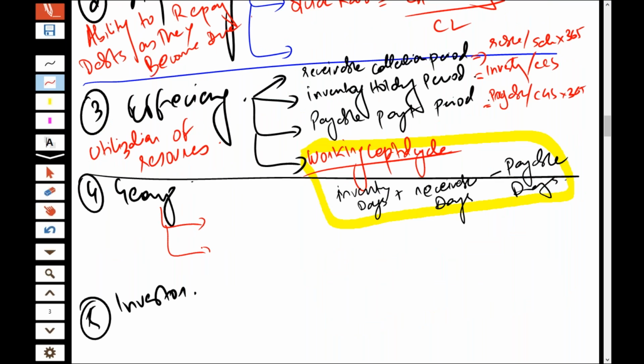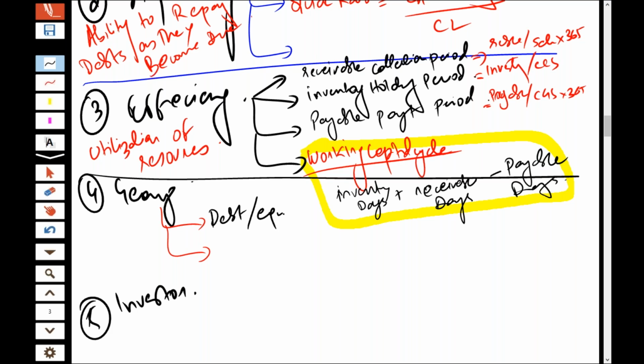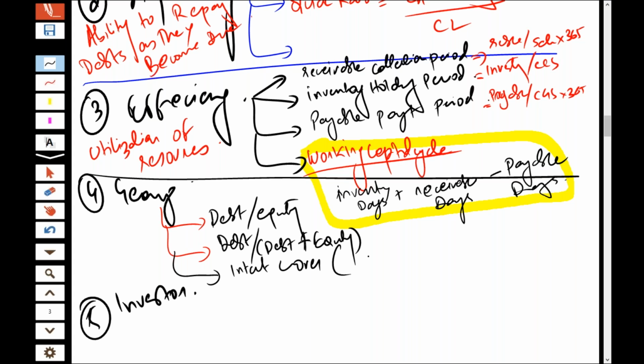Okay, can I have 2-3 gearing ratios? We have got one of them, the debt to equity ratio. We have got one which is debt upon debt plus equity. And we have got a third one, the interest cover ratio, which is calculated like this: PBIT upon interest expense.